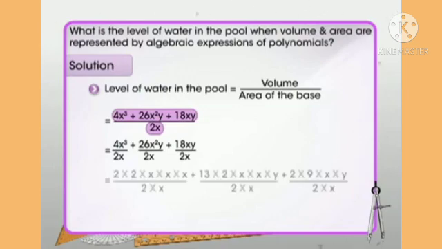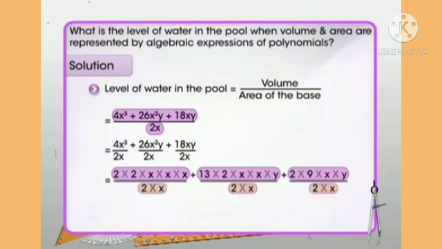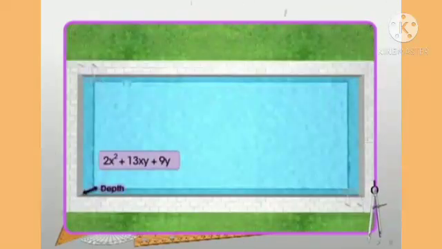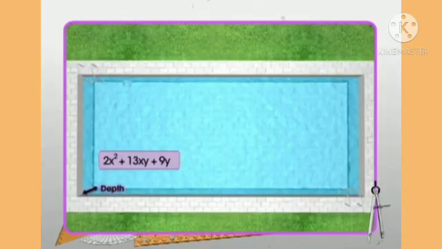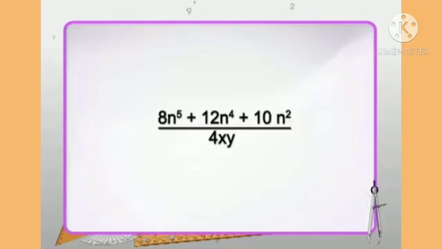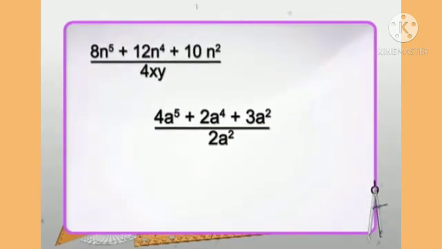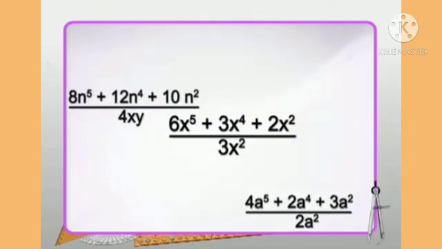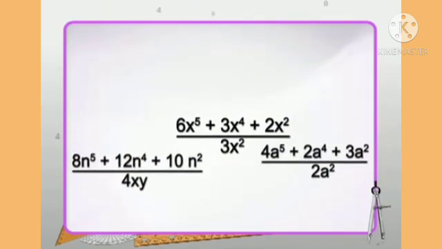One way to carry out this division is to divide each term of polynomial in the numerator by the monomial in the denominator. This will involve the cancellation of common factors. Solving each division leads us to the desired answer. We get the level of water in the pool as 2x square plus 13xy plus 9y. Alternatively, we can divide a polynomial by a monomial by using the common factor method. Let's see this method with the help of an example.